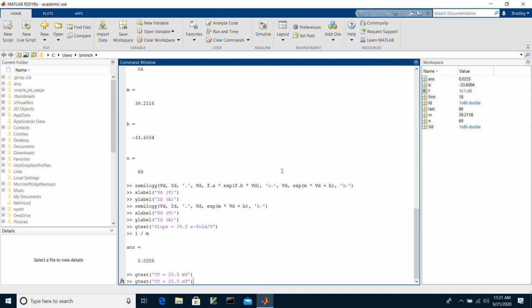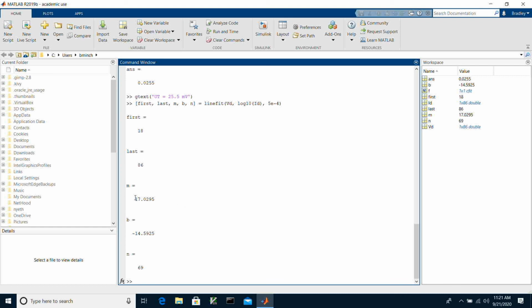Just for the sake of completeness, if I wanted to work with log to the base 10, I could say log10 here, and then the slope I get is different, and the intercept I get is different. The intercept is basically 10 to the minus 14.6 amps, and the slope is basically 17 decades per volt, and the theoretical curve I could construct with a 10 dot caret.